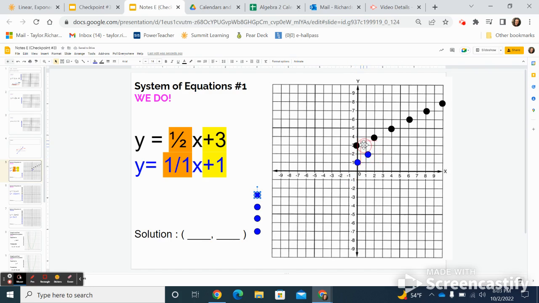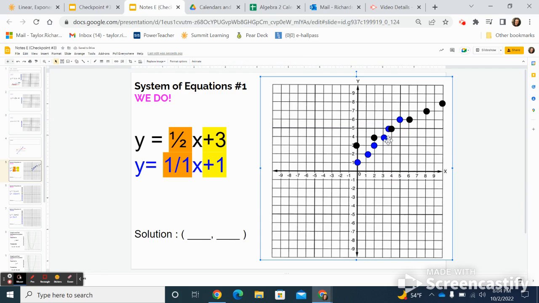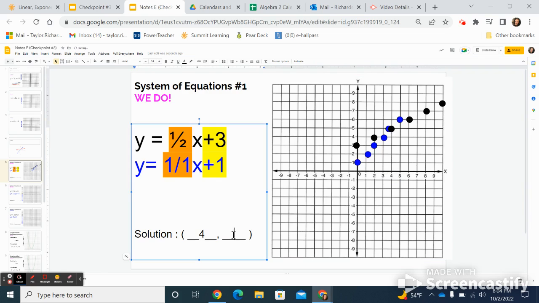Just make sure you count those lines. If you mess up a line, it's going to mess up your solution. So I'm going up 1, right 1. And you can see that now my line or my points cross. So that blue and black points where they cross, that's going to be my solution right here, right? And that solution ends up being the point 4, 5. Always do your x value first. So that's the point 4, 5. So that's going to be my solution, 4, 5.